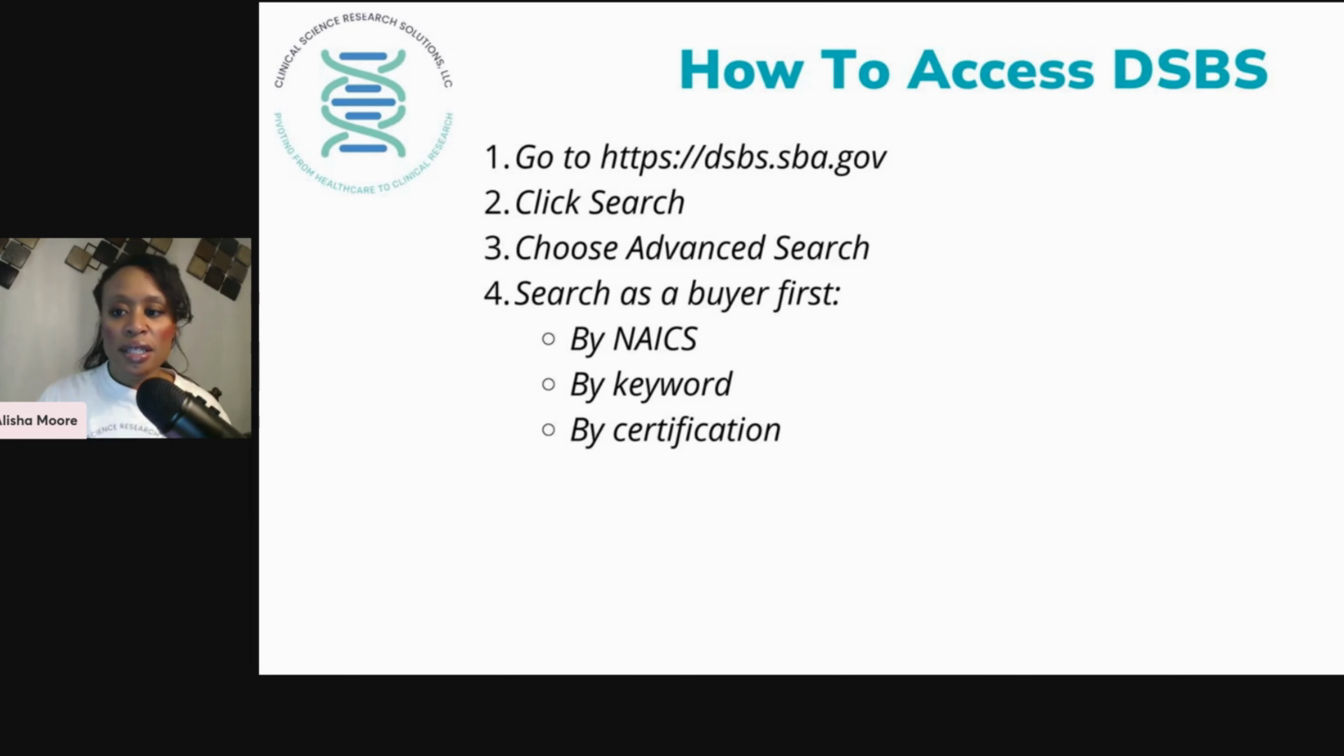How do you access DSBS? So first of all, you go to the website, right here, dsbs.sba.gov. You click search, you choose advanced search, and you search as a buyer first to actually find your business. So you can do it by your NAICS codes, by keywords, or by the certification.